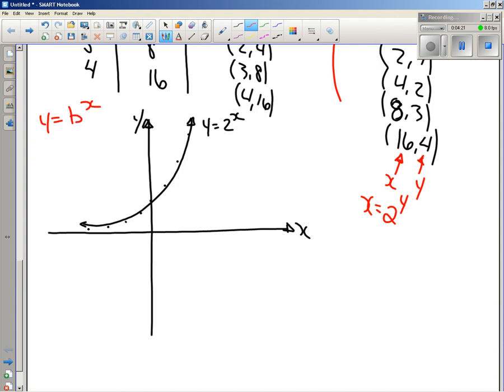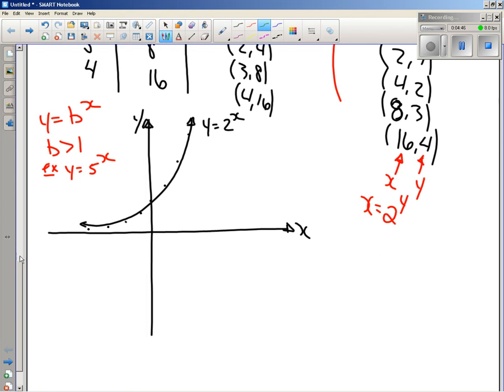Okay, and that's going to look the same shape for anything where b is greater than 1. So for example, y equals 5 to the power x is going to have a similar shape. It's going to be stretched a bit, but it's going to have the exact same shape. So this could be our graph of 2 to the power x.